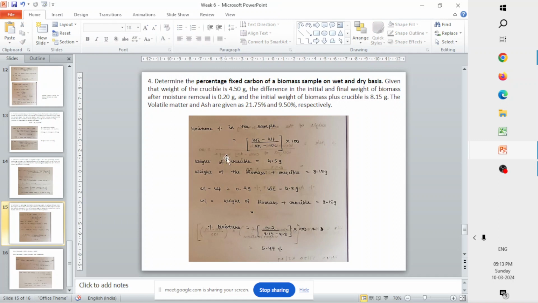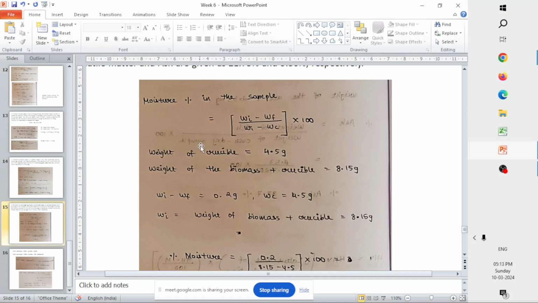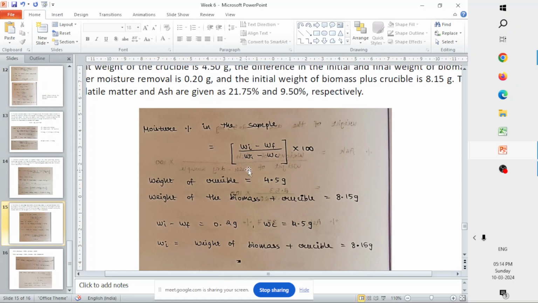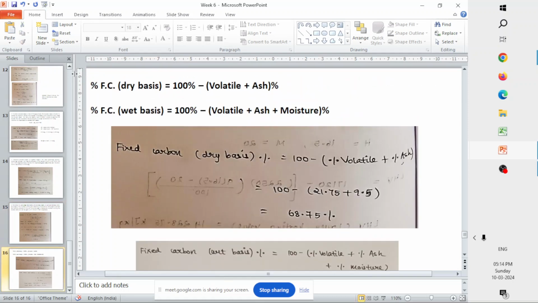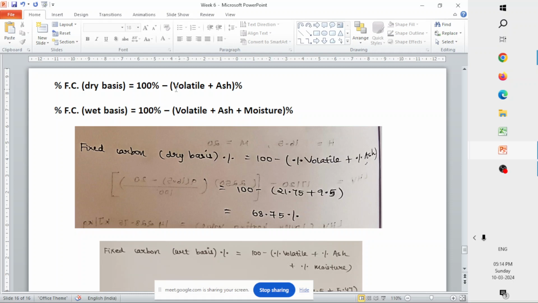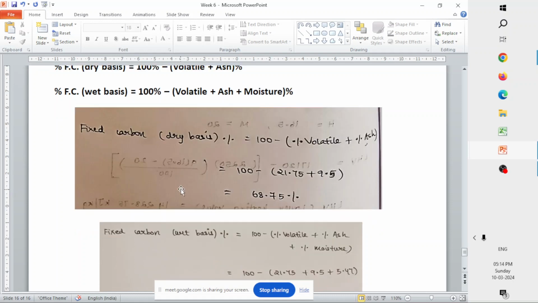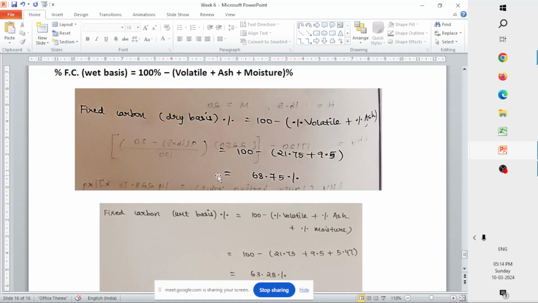We identified the moisture percentage present in the biomass sample using this formula, where let me just zoom in, we know the weight of the crucible and we know the weight of the biomass plus crucible, we know the moisture content that is present in the sample, and then we calculated the percentage of moisture. With this formula, percentage of fixed carbon on dry basis is 100 minus volatile plus ash, and on wet basis you have a moisture term added in excess to that. Then we calculated the fixed carbon dry basis as 68.75 and wet basis as 63.28 percent.